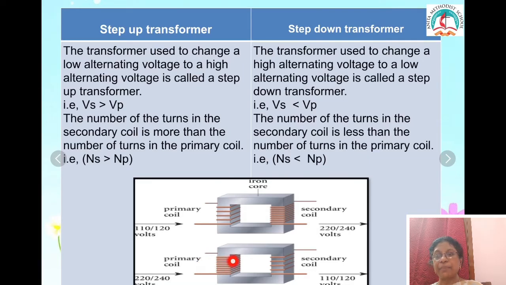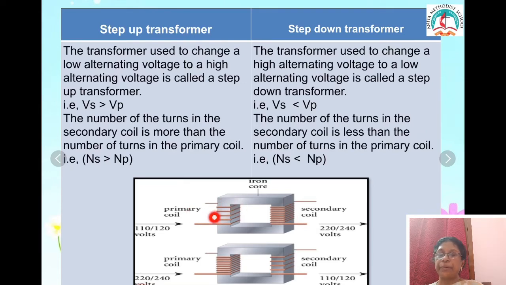Then look at the number of turns. The number of turns on the primary coil is more. The number of turns in the secondary coil is less. So in a step down transformer, what are you doing? You are converting high voltage AC current into low voltage AC current. In a step up transformer, what are we doing? We are converting low voltage AC current into high voltage AC current.